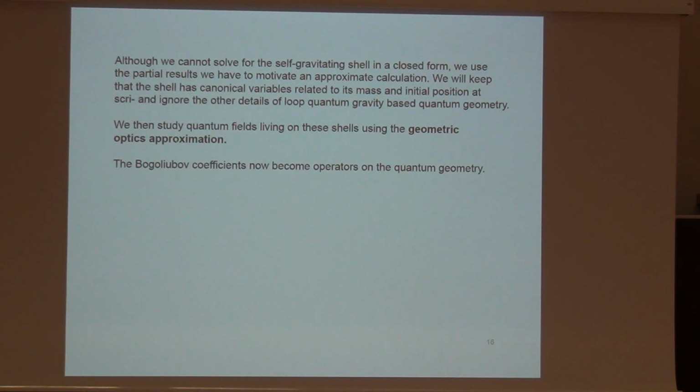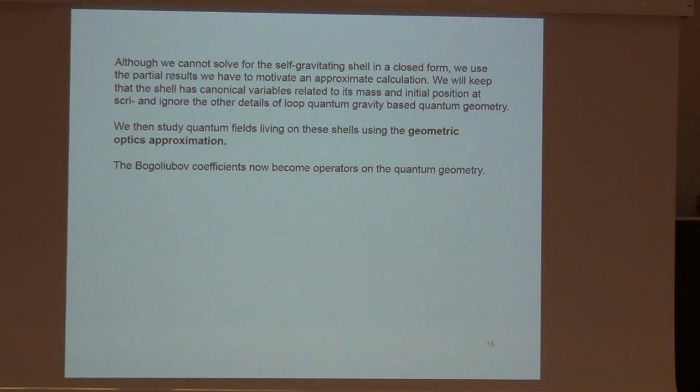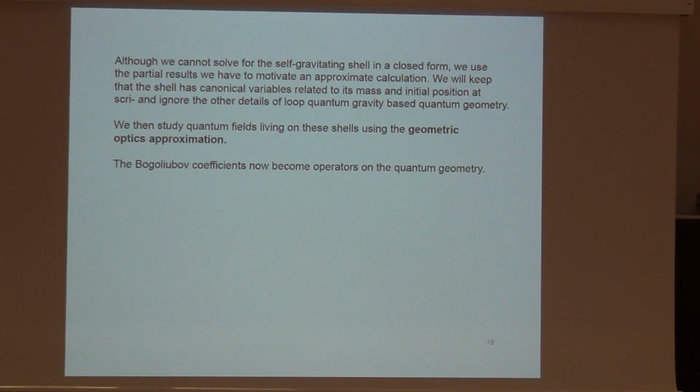So what we did is to keep in the calculation a couple of the effects that the quantum theory brings in, namely that the position from Scri, where you throw in the shell, and the ADM mass are canonically conjugated variables. And then we throw away all the other elements of loop quantum gravity. We don't have discrete space-time anymore and so on.